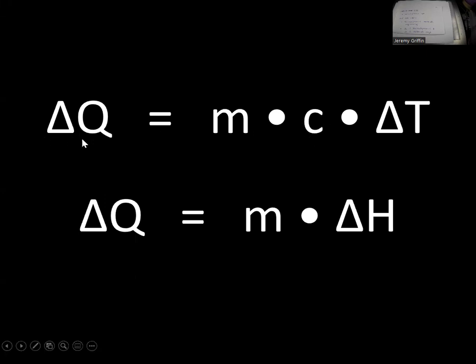So let's go over this again. Delta Q, the heat energy transfer, equals m, the mass that's being warmed up, or cooled down for that matter, right? C is the specific heat capacity, that's these numbers, and delta T is the temperature change, right?